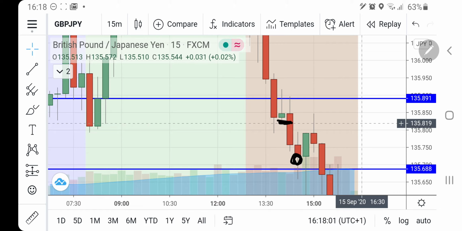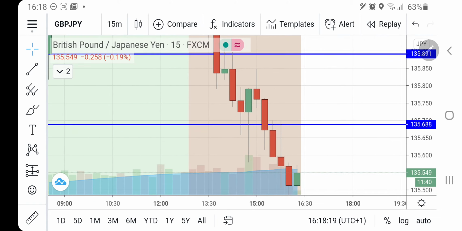But then the second position, price went up and stopped me out at break even, right at my entry, and continued to move down. And man, what can I do? The second one was break even, but the bias is still bearish. So let's continue. What's going on here?